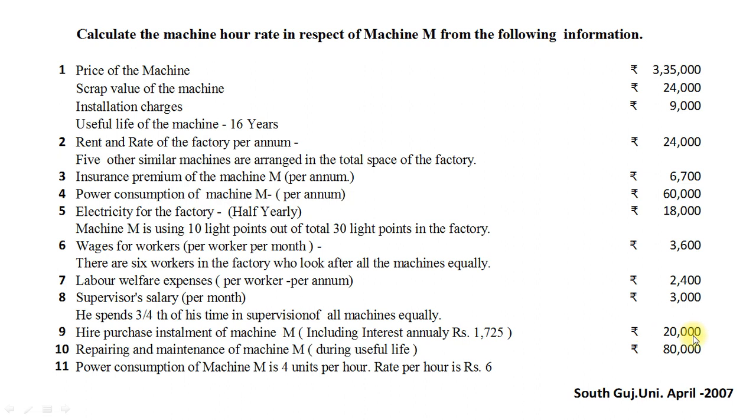Then you are given hire purchase installment of machine including interest annually. Here annual interest is readily given. Then repairing and maintenance of machine M during useful life rupees 80,000. Similar point. Power consumption of machine M is 4 units per hour and rate per hour is rupees 6. My dear student, again the same mistake is here. This is not rate per hour, this is rate per unit.